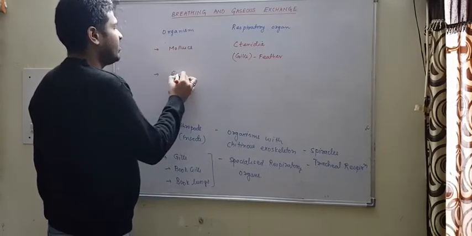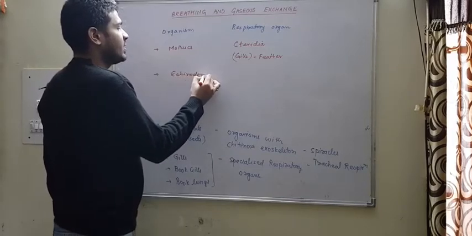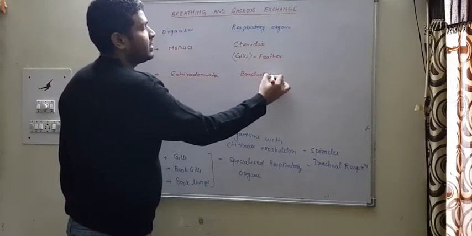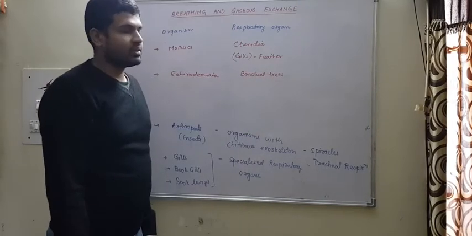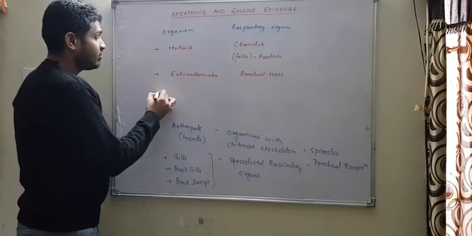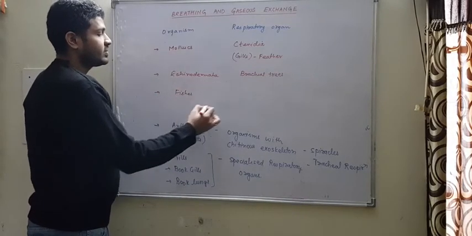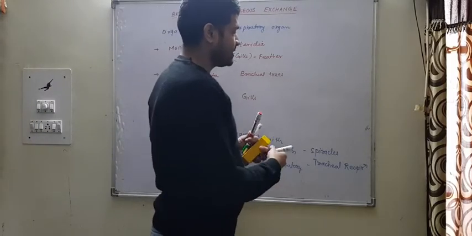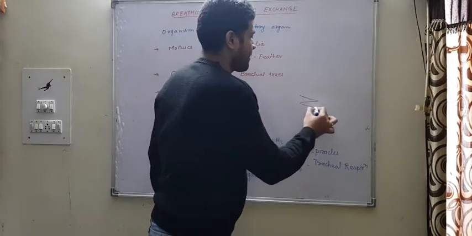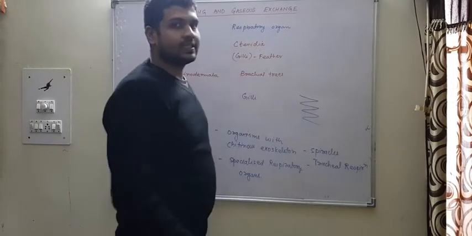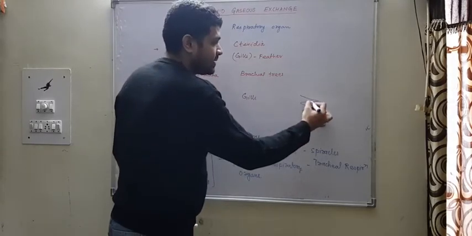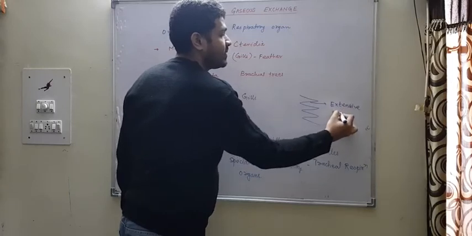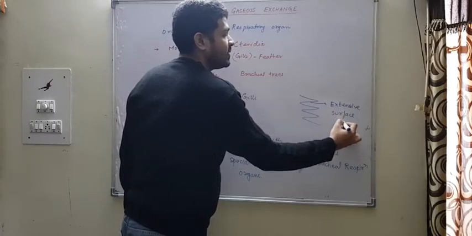After mollusks, we have echinodermata. They also have branchial trees in several forms. And in fishes, we have gills like this. These show an extensive surface area.